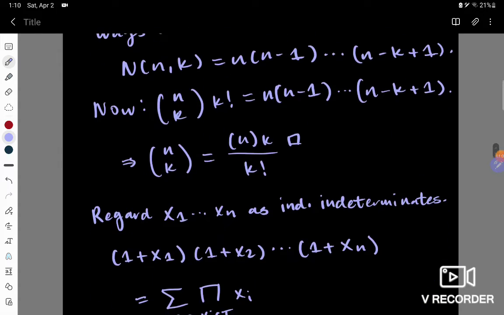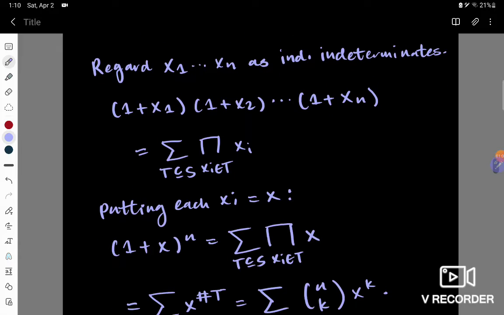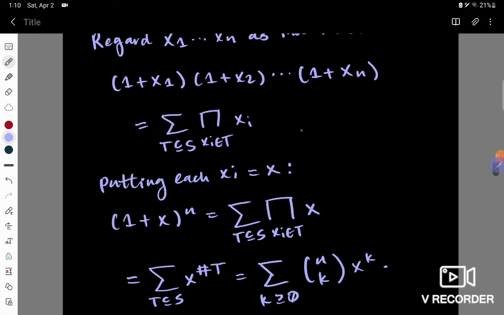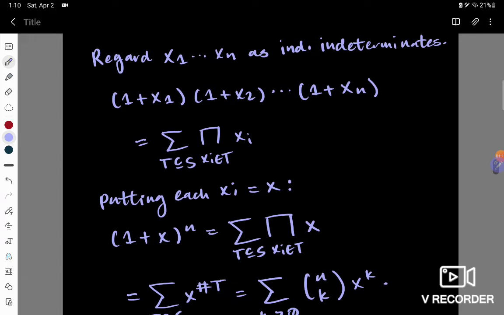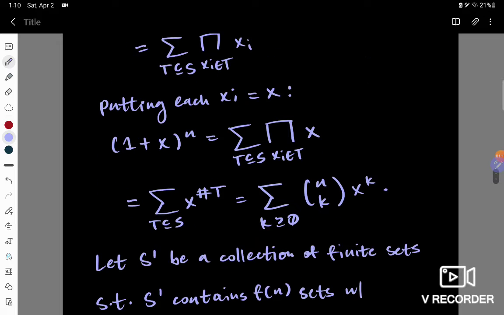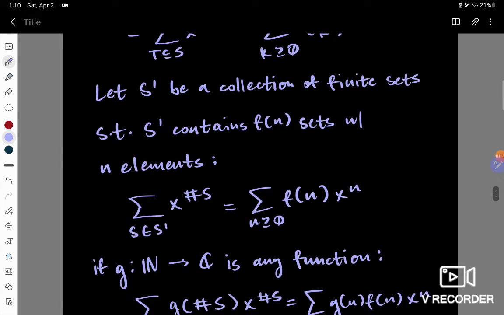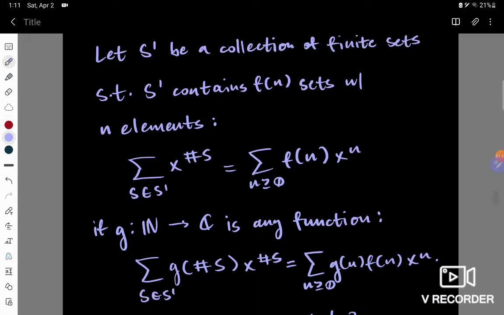And then after that, we looked at a generating function approach to these binomial coefficients, a powerful tool, by looking at x1 through xn as independent indeterminates and then taking the product and then the sum this way. We looked at a more general result over a collection of finite sets, with an unspecified function of n being the number of sets with n elements, and then this formula here which followed.